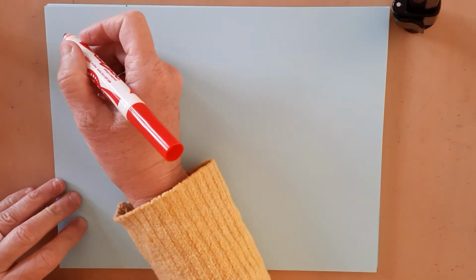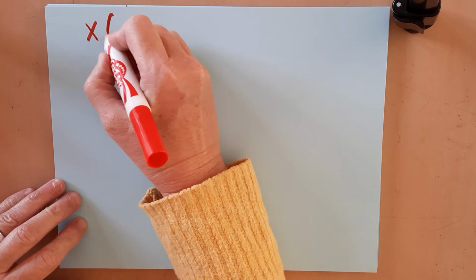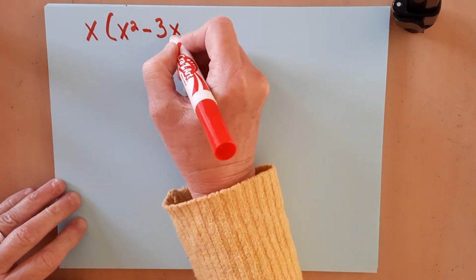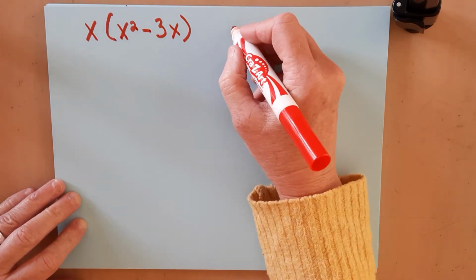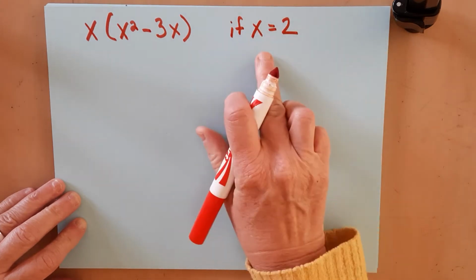Okay, so we went over functions very quickly in class today, so I want to just review it with you, just in case you're having trouble with your homework. You guys have all seen problems like this: x times x squared minus 3x. And they would like you to solve this problem if x equals 2. You all know what to do there.